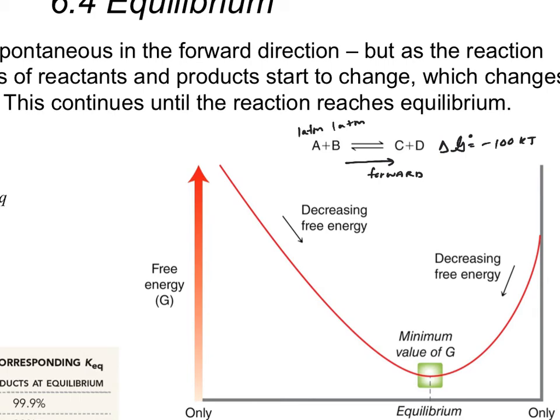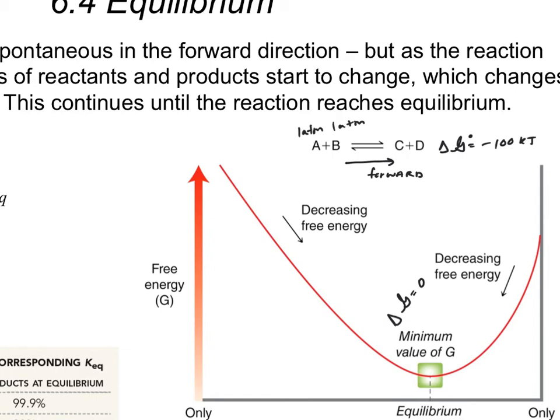The minute we let this reaction start, what's going to happen to the concentrations of A and B? They're going to decrease, right? And there's a relationship between Gibbs Free Energy and the concentration of reactants and products. So as these start to decrease, we're going to see a decrease in free energy, until what point? Until we reach delta G equal to 0, until we reach equilibrium, okay?